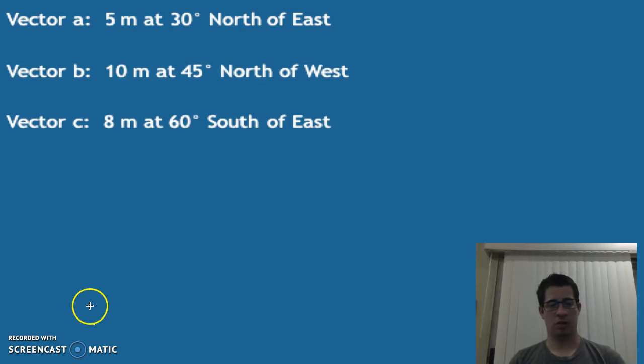Right, so to start this video off, we're going to have a chance just to practice with some unit vector notation. So the first thing I want you to do, you see I've written vectors A, B, and C. A is 5 meters, 30 degrees north of east. B is 10 meters, 45 degrees north of west. And C is 8 meters, 6 degrees south of east. Let's go ahead and write each of these in unit vector notation.